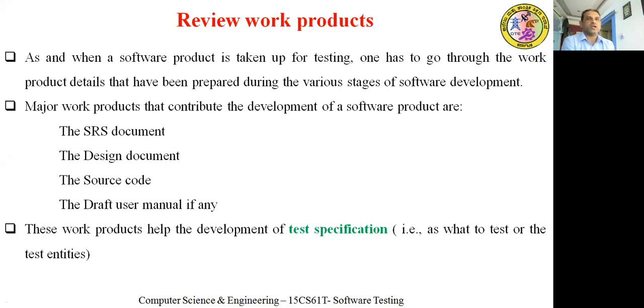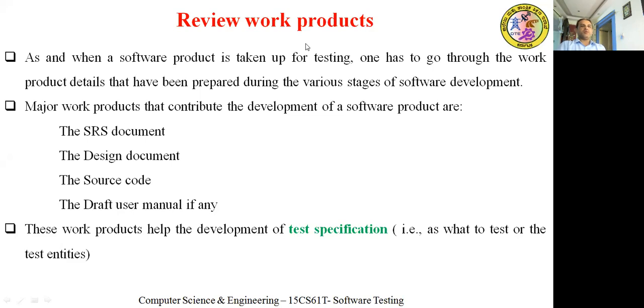What do you mean by review work products? As and when a software product is taken up for testing, one has to go through the product details that have been prepared during the various stages of software development. We need to go through the various phases: SRS, the requirement specification phase, the design phase, the coding phase, and the last one, the testing phase. You need to go through all the various stages of your project or product. That is what you call reviewing.